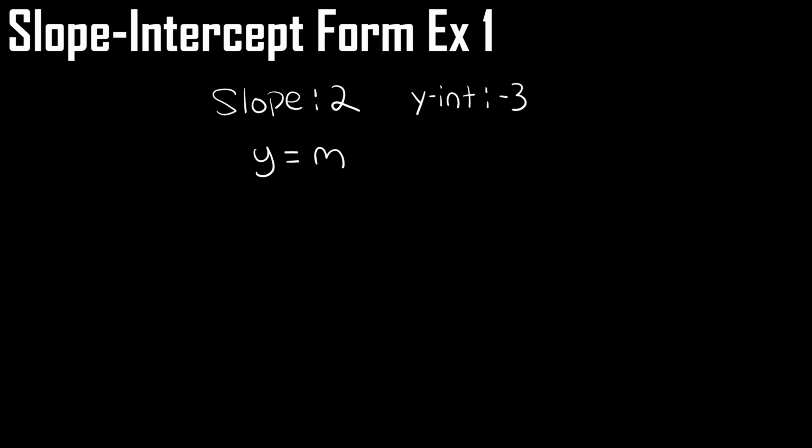So let's say we're given a line with slope equal to 2 and a y-intercept equal to negative 3. If we remember our formula for slope-intercept form, we have y equals mx plus b, where m is our slope and b is our y-intercept. So now we can plug in our values. So we'll have y equals 2x minus 3.